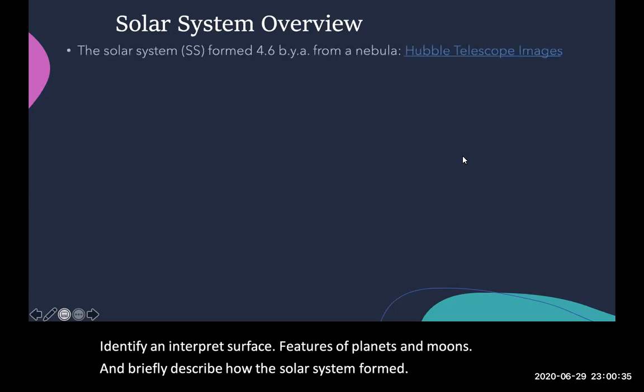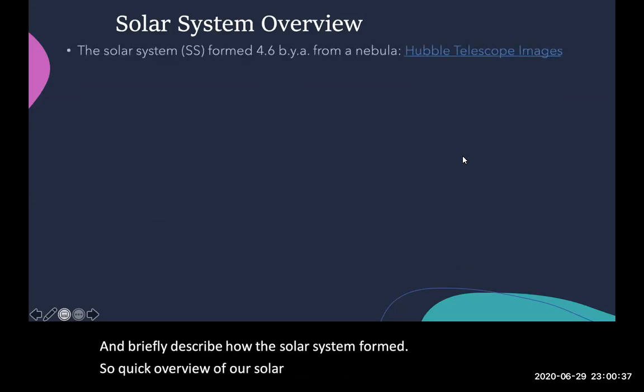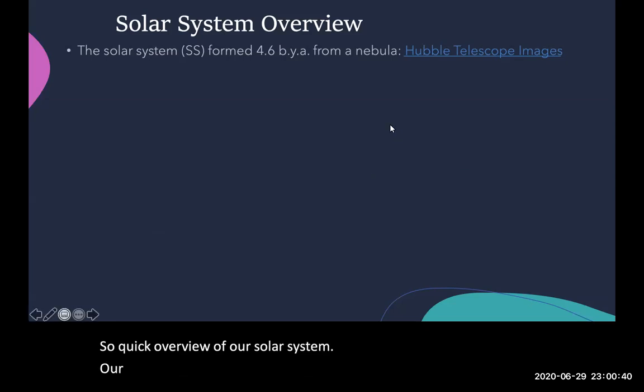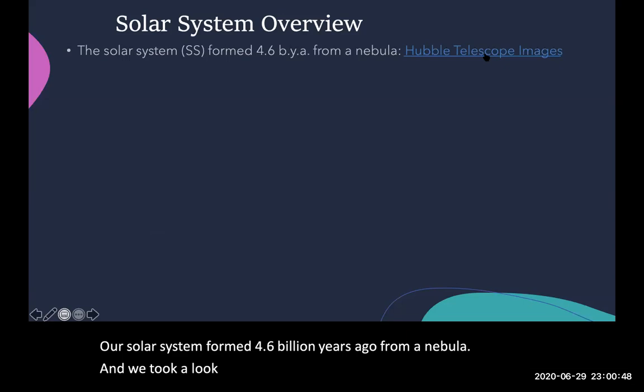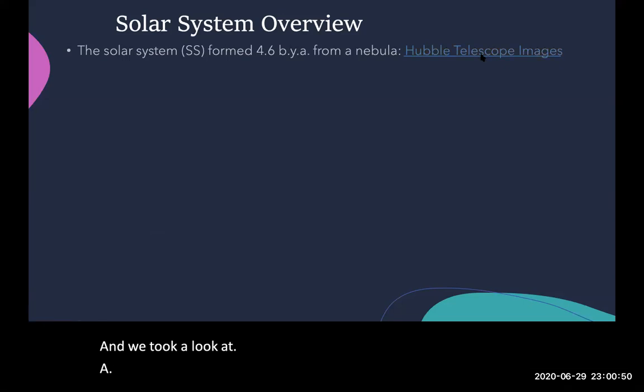So a quick overview of our solar system. Our solar system formed 4.6 billion years ago from a nebula. And we took a look at a photograph of a nebula from the NASA site, I believe is where that came from, that I showed you in the previous lecture.